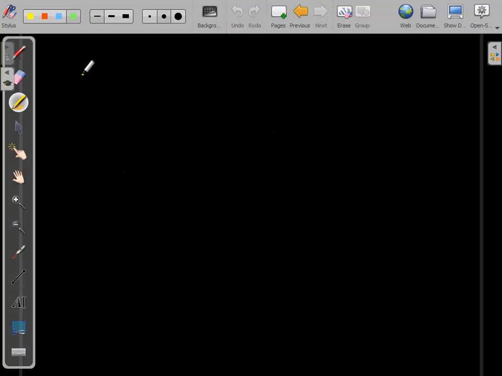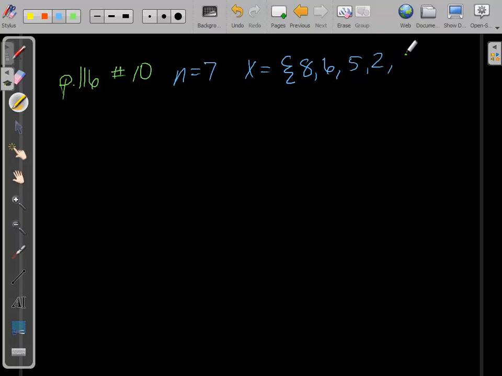Okay, let's take a look at an example. I'm pulling this off of the end of the chapter exercises, page 116. I'm looking at number 10. Okay, so at number 10 we have a data set sample of 7 scores. So our n is 7. Our list of scores here we have 8, 6, 5, 2, 3. Whoops, I missed one.